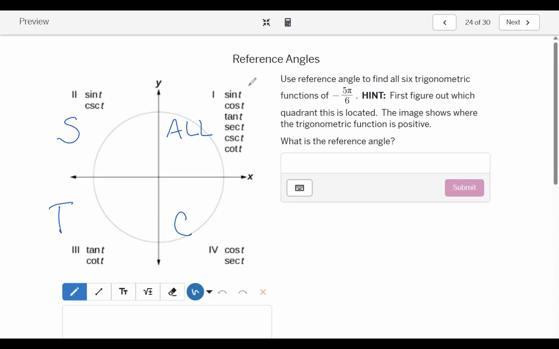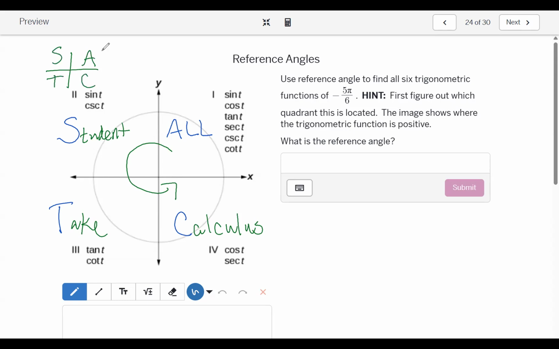Sometimes this is remembered using the acronym All Students Take Calculus, moving in the quadrant order. If you watch my videos, I'll sometimes write this ASTC diagram in the notes, and that's just referencing which quadrant we are in, what we know is positive here, and what we know is negative here. This is just a summary mnemonic device to help you remember that.